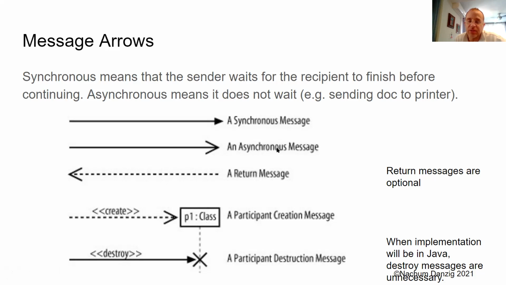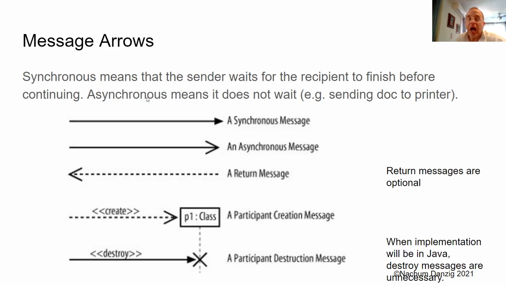Synchronous message, asynchronous message. A synchronous message means that the sender waits for the recipient to finish before continuing. And asynchronous means that he does not wait. This is a very important concept in general because it appears in many different contexts, and it always means pretty much this. Synchronous literally means with a clock. Syn is Greek for with, and chronos is Greek for time. So it means with a clock. Asynchronous means without a clock.